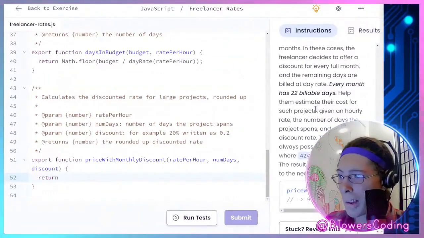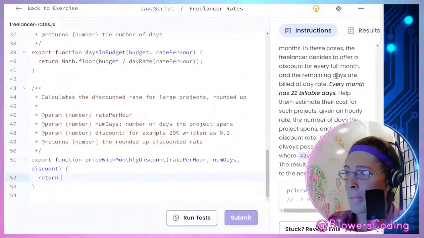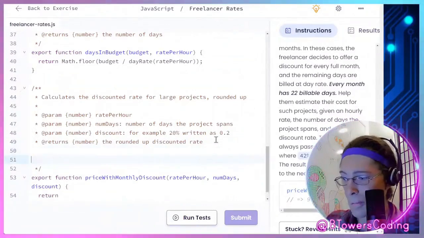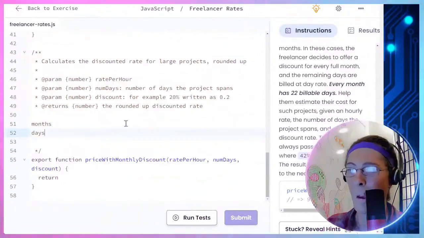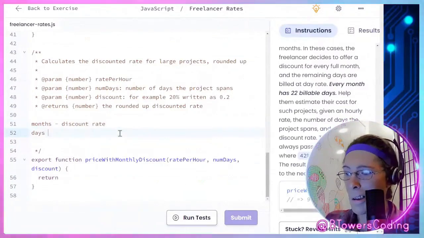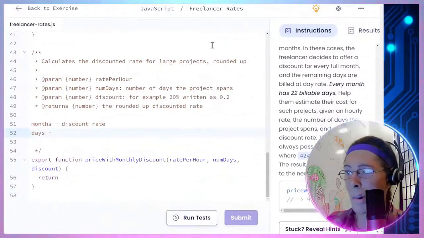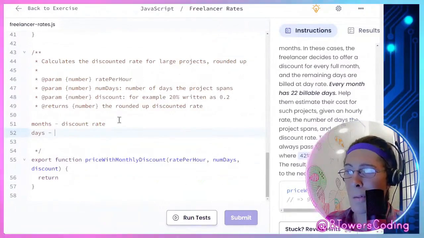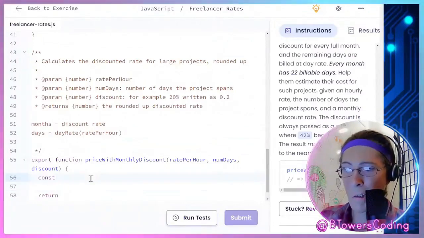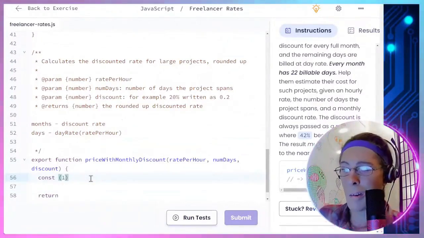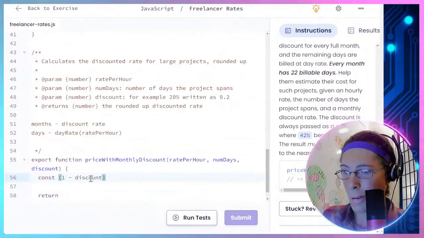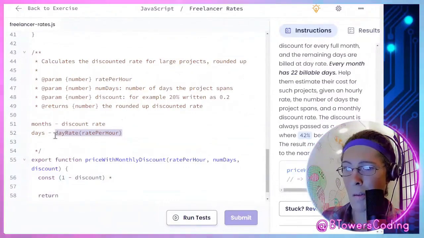So the way I would just think of this is, okay, so we have the full months and the remaining days. I'll make it even simpler by just calling it months and days. The months get the discounted rate, and the days do not. They get the regular day rate, which is dependent on the rate per hour passed in. I want to create a variable for the discount rate. So 1 would be 100%. So if we take the rate passed in, that'll give us how much we need to multiply by this.